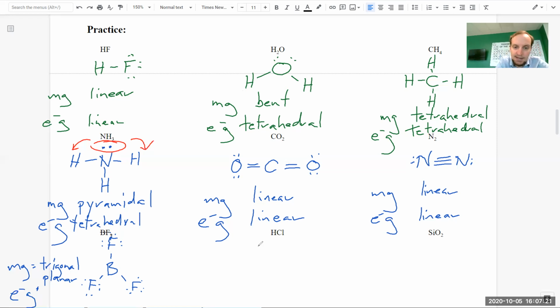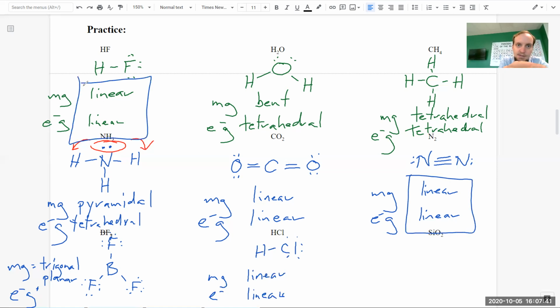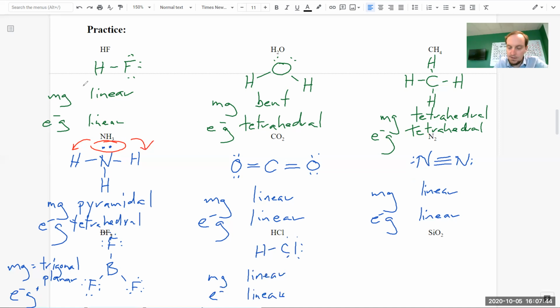The next one we have is HCl. Again, 2 atoms means it's automatically going to be linear for the molecular geometry. For the electron geometry, again, same thing. Not surprisingly, same as this, same as that. That's not a surprise. The next one, SiO2.